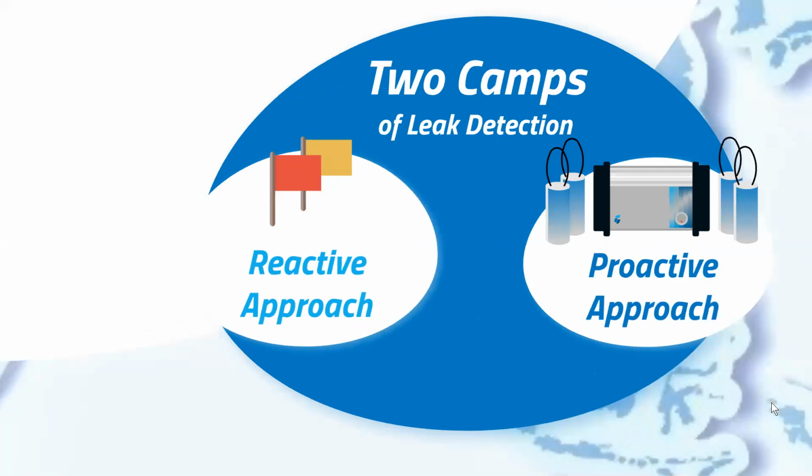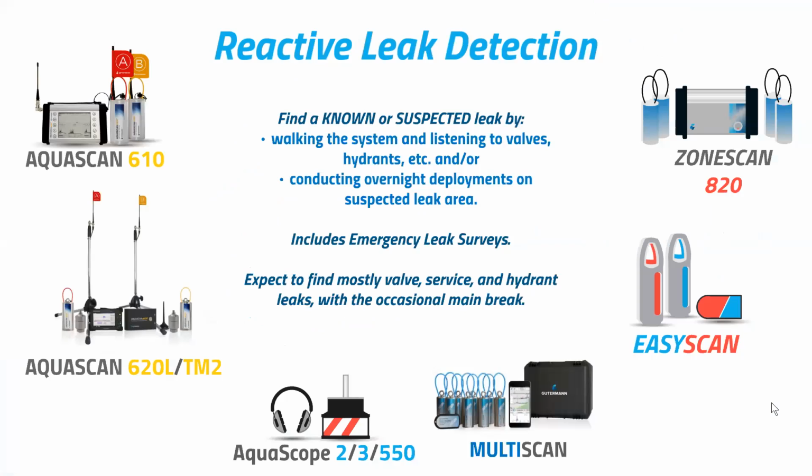So the reactive approach can use the AquaScan 610 or the 620, the Easy Scan, the Multi Scan, and your ground mics, as well as the ZoneScan loggers. But reactive leak detection is finding a known or suspected leak, going out into the system, placing your AquaScan sensors on valves and hydrants, and capturing your leaks immediately. You can expect to mostly find your valves, your services, and your hydrant leaks with this type of reactive leak detection.